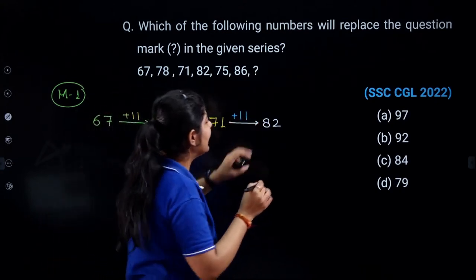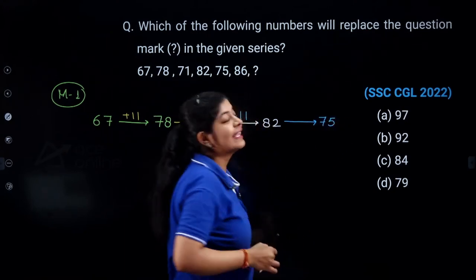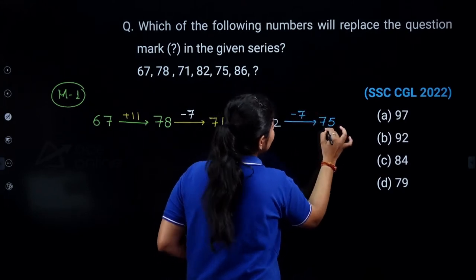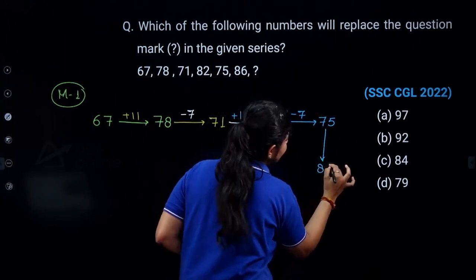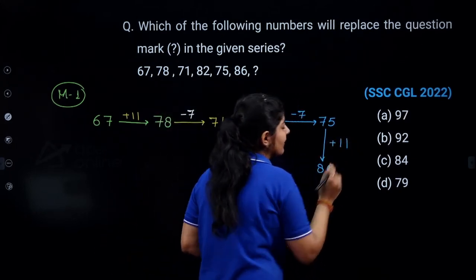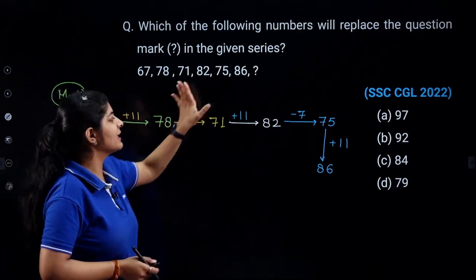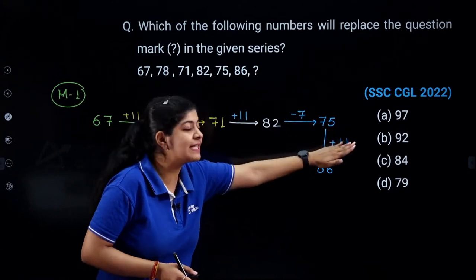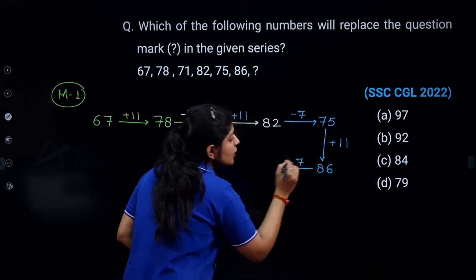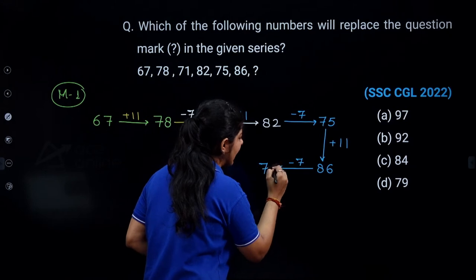Okay. Now this 82 is changed into 75. Now again I can say that there is a difference of minus 7. Now this 75 is changed into 86. That means there's a difference of plus 11. Now I can easily say that here there's a pattern of plus 11, minus 7, plus 11, minus 7, plus 11. Now the next term should be minus 7. So when I subtract 7 from 86, I'll get 79 over here.